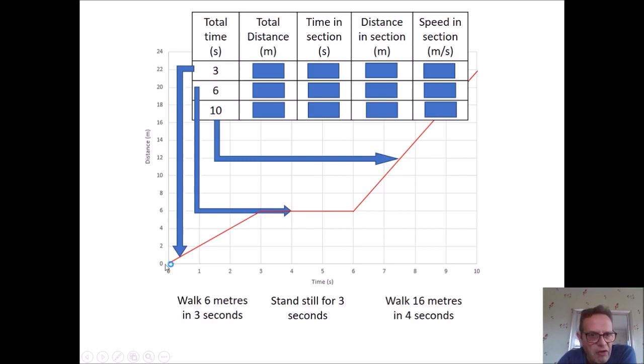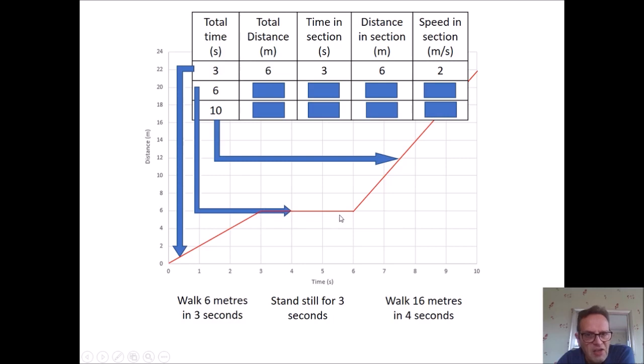So here's the first part of the graph. The time that this took is from 0 to 3 seconds. So in the first 3 seconds, the total distance that she's away from the start is 6 meters. She spent 3 seconds in that section: 1, 2, 3 seconds. In that time, she's walked those 6 meters. So she was 0 away at the start, 6 away at the end. So she walked 6 meters, which means the speed in that section is the distance in the section, 6, divided by the time in the section, 3. 6 divided by 3, 2 meters per second.